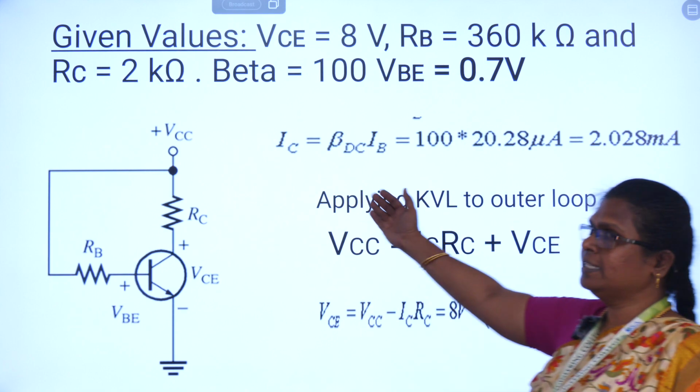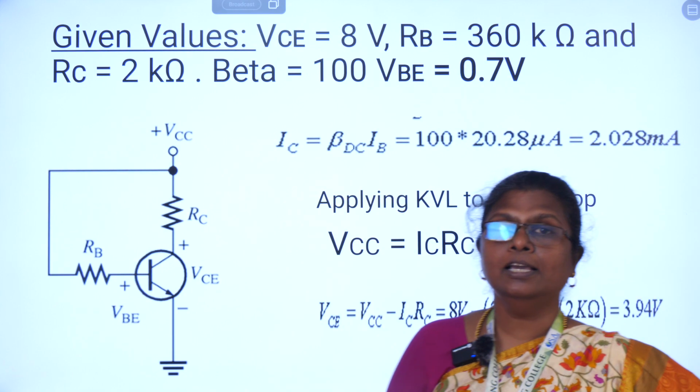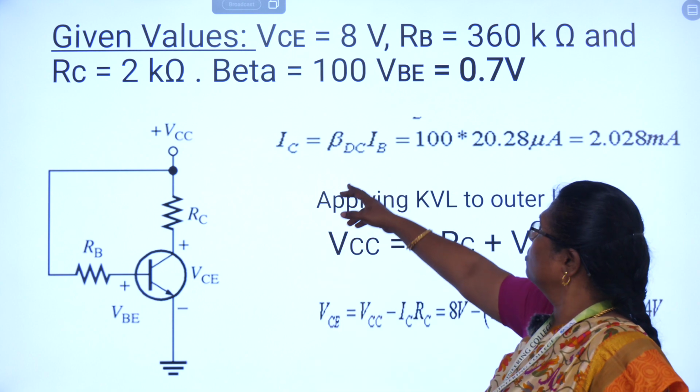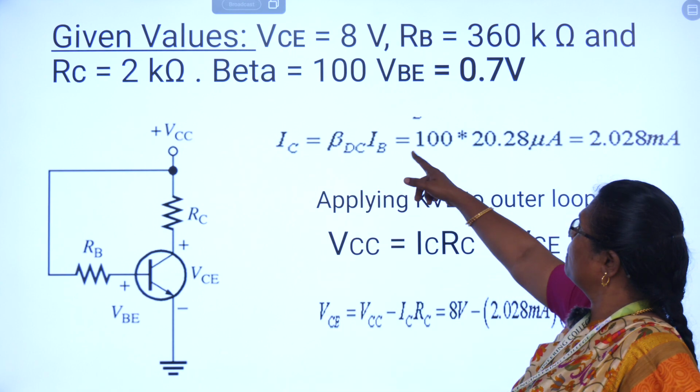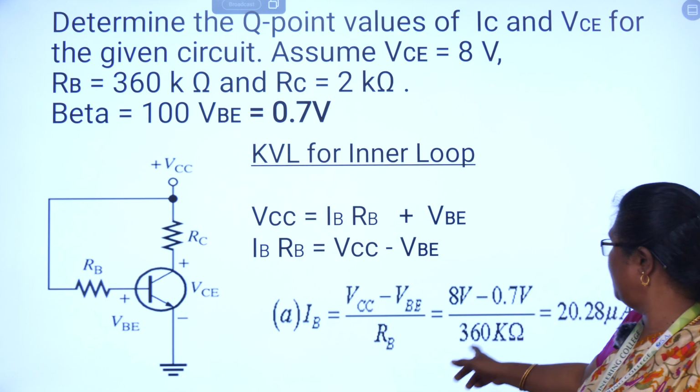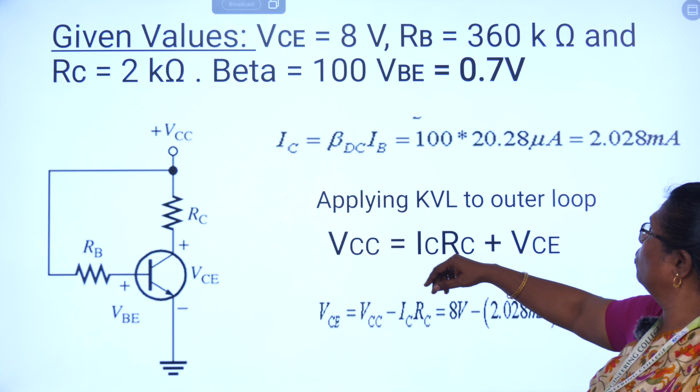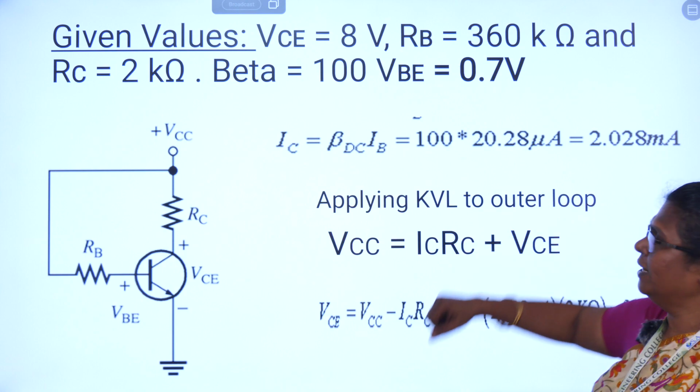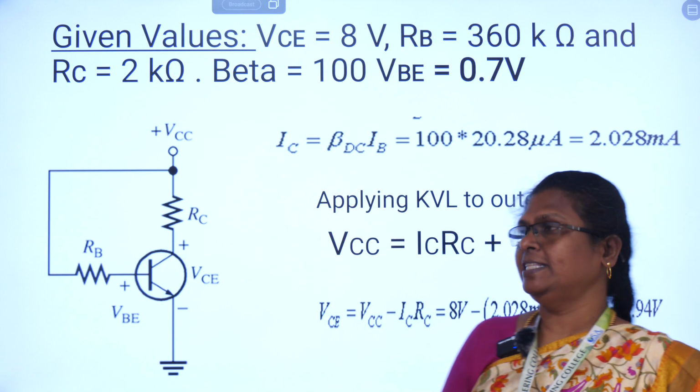So next, let us determine the IC value. So IC is equal to beta IB. Let us substitute the beta value and the IB value, which was determined in the previous step, 20.28 microamps, and determine the IC value.